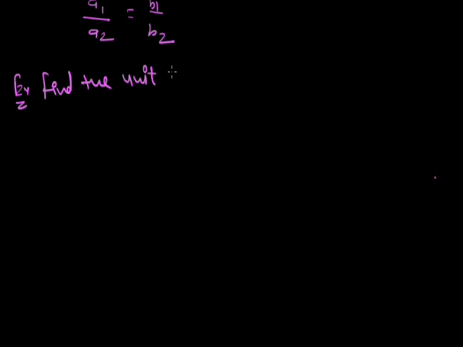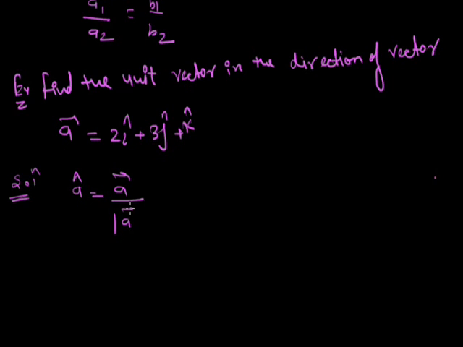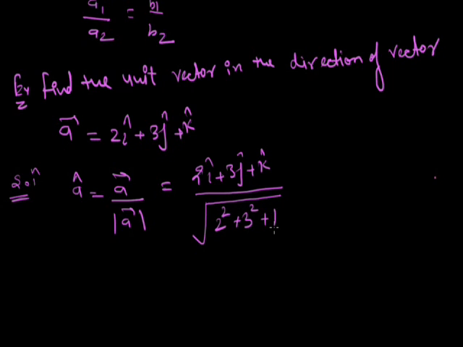Find the unit vector in the direction of vector A vector equals 2i cap 3j cap plus k cap. Now the solution: the unit vector is defined as A vector upon the magnitude of A vector, which is 2i cap 3j cap plus k cap upon under root of 2 square plus 3 square plus 1. So that is 2i cap 3j cap plus k cap upon under root of 14.